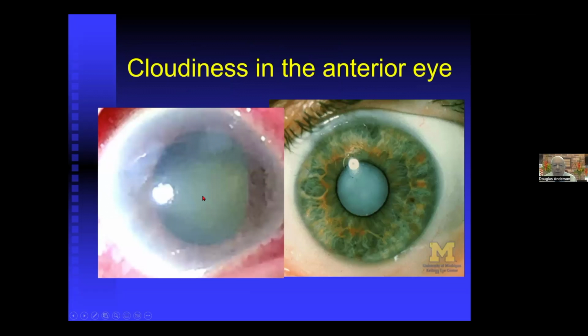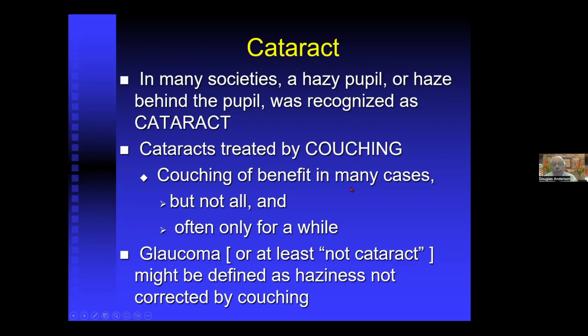And at that time, it was just either a cloudiness or a haziness inside the pupil, or maybe the cornea, or maybe just the pupil. And we would now recognize these as corneal edema and cataract.